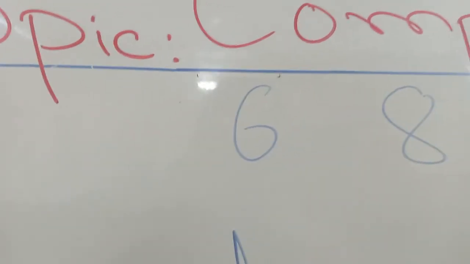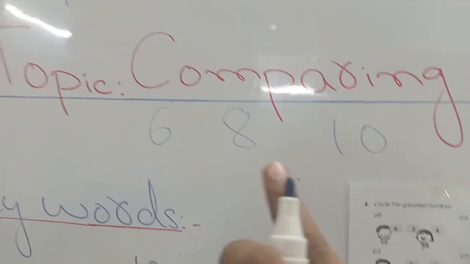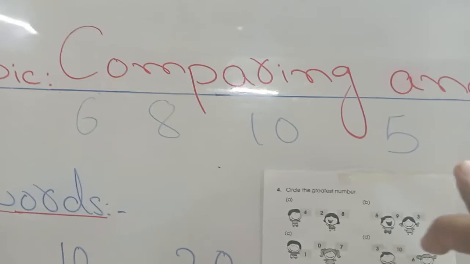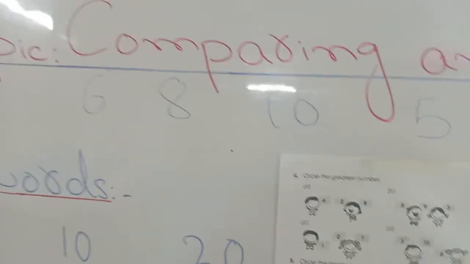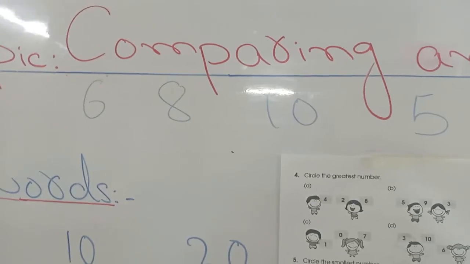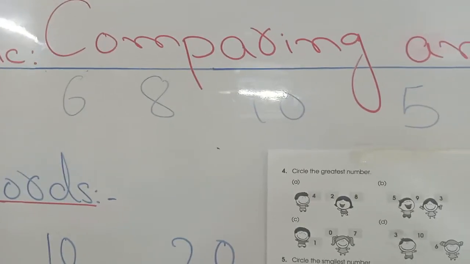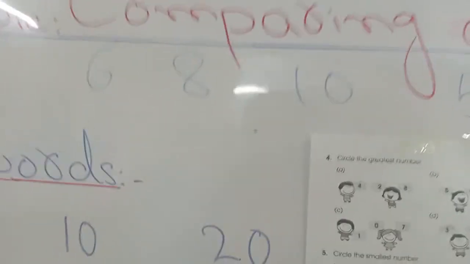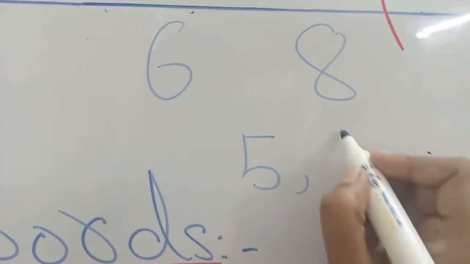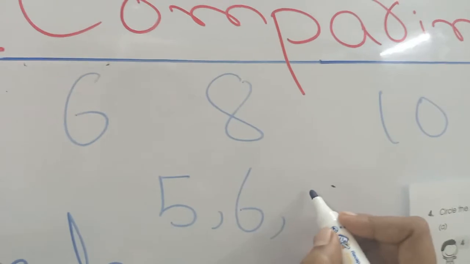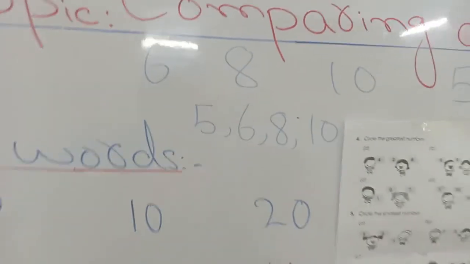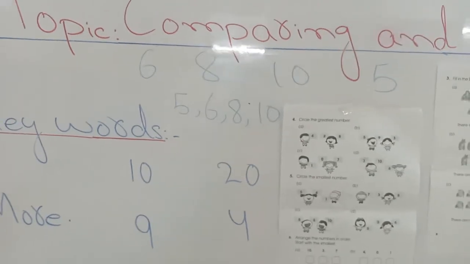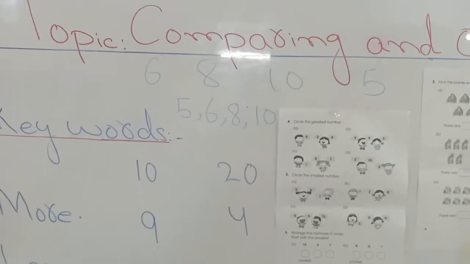Okay, we have the numbers 6, 8, 10 and 5. So we arrange the numbers in order form. How do we write? We start from the smallest number. We write 5, 6, 8 and 10. We write in order form: 5, 6, 8 and 10. Okay.